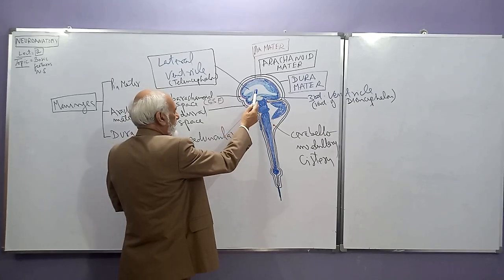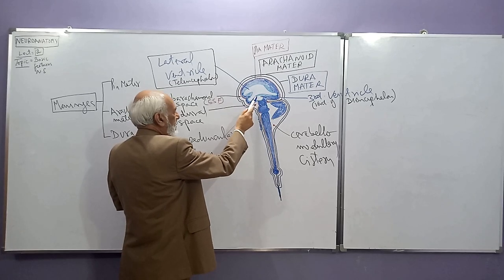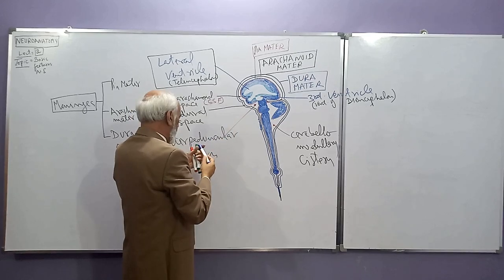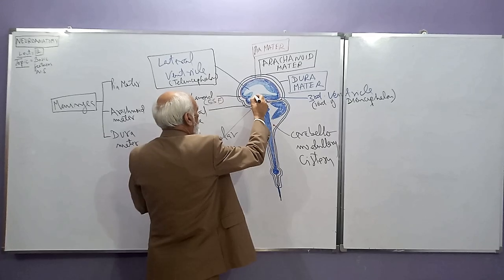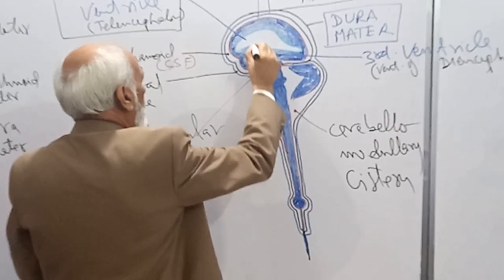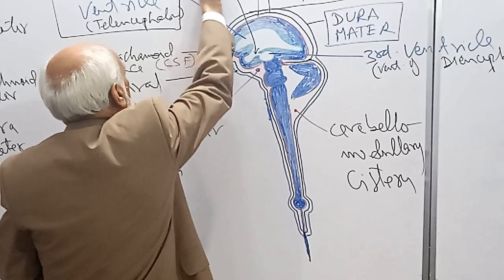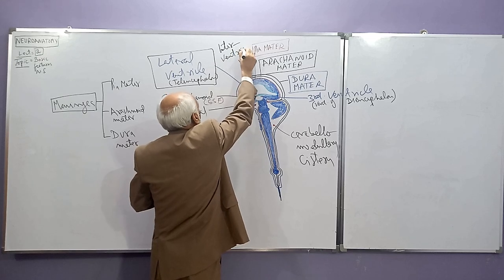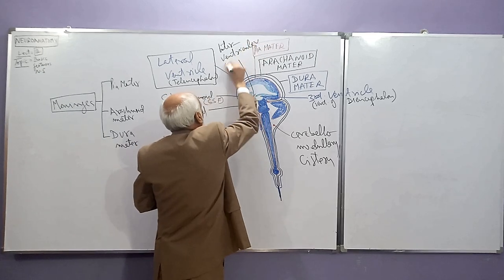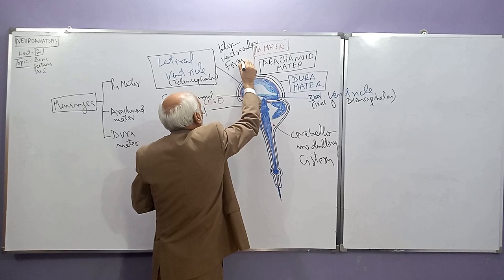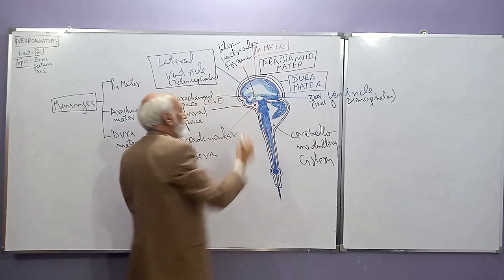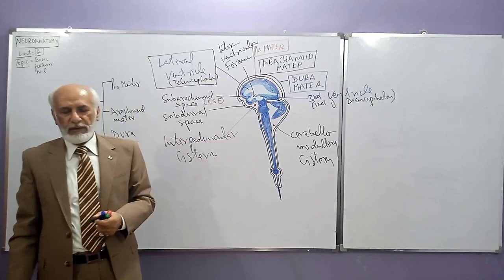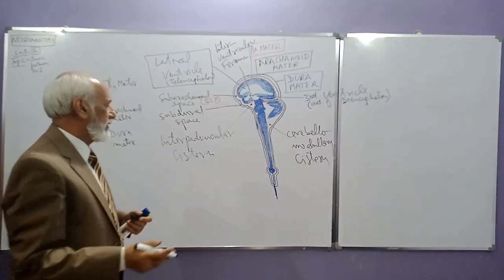Each lateral ventricle joins with the third ventricle by the interventricular foramen. This small foramen is called the interventricular foramen, through which the lateral ventricle communicates with the third ventricle, which is between the right and left diencephalon.